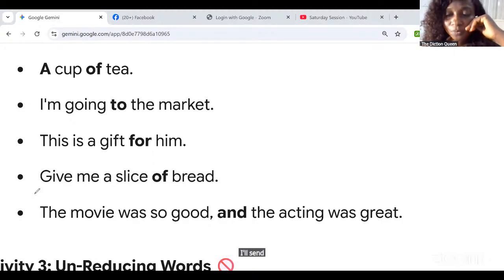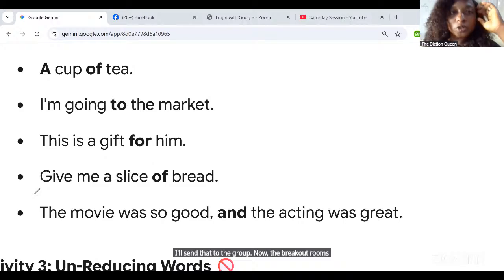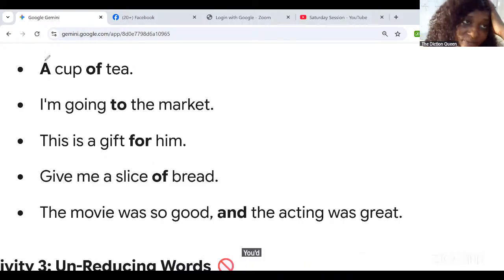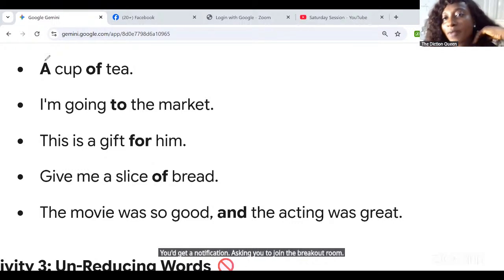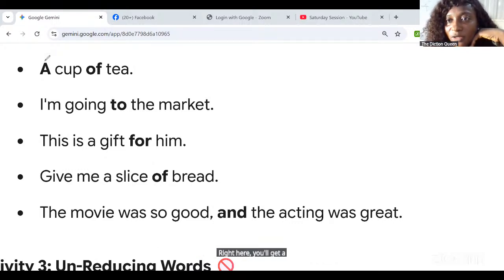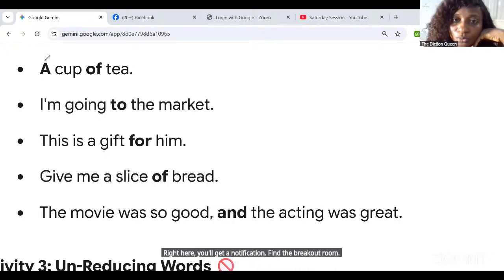I'll send that to the group. Now the breakout rooms will be opened. You'll get a notification asking you to join the breakout room. We have about 66 people right here, so let's have 10 rooms so we can have 6 people each.